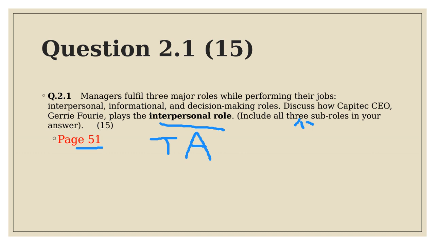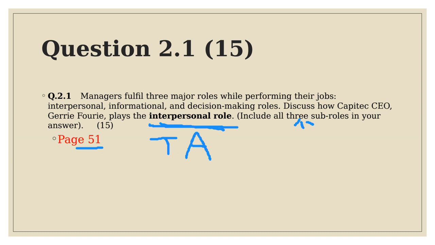Yes, so we are just working on the interpersonal role. You're not going to worry about the information role and the decision-making role. We are just focusing on interpersonal, so you can leave out the other 2. Yes, 100%, Nate, you're correct. And then underneath interpersonal, you need to focus on the 3 sub-roles just for interpersonal, and then apply each one of those to Harry Faree.